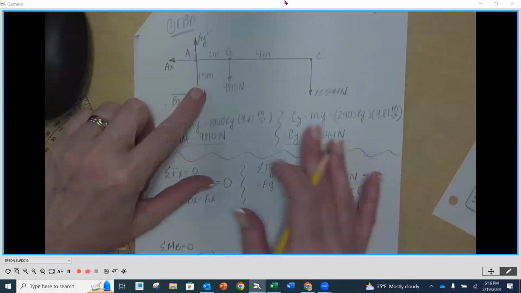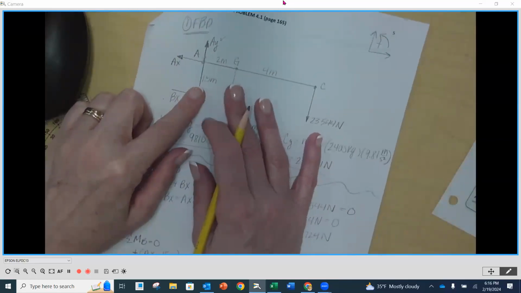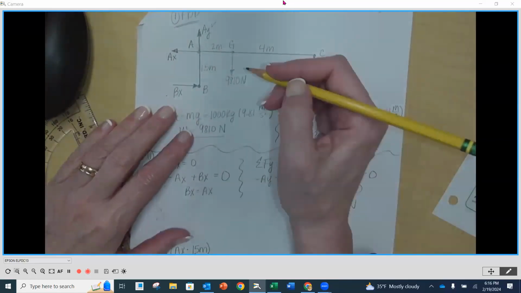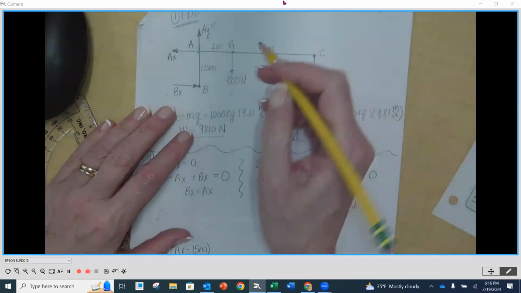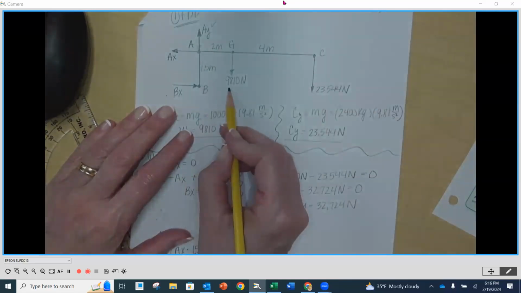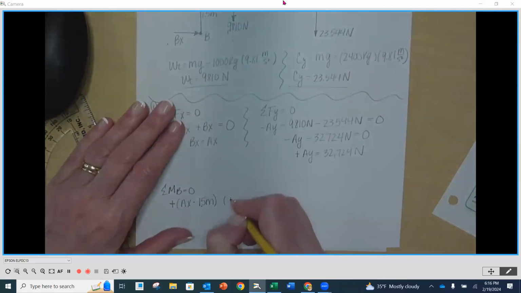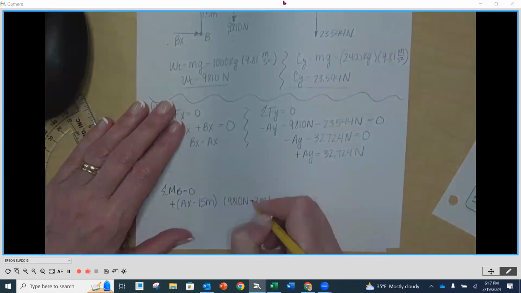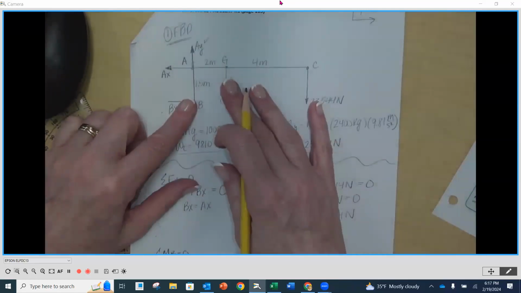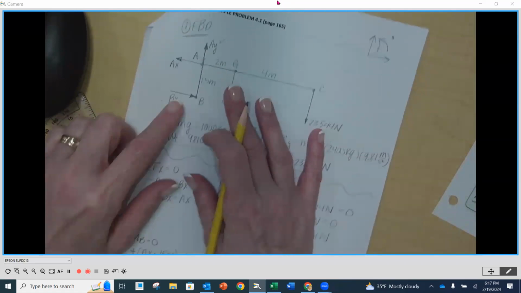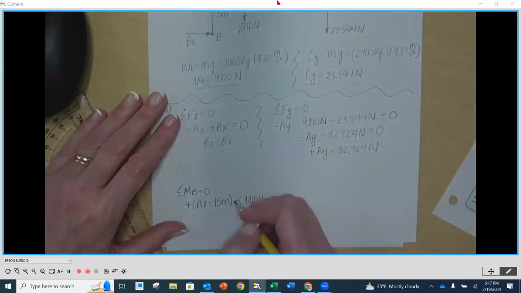Put my finger back on B, pull in the direction of the 9810, causes rotation. If we push it down and come in to B, this is the perpendicular distance of 2 meters. So 9810 newtons times 2 meters. And it is going to rotate clockwise. So that'll be negative out front.